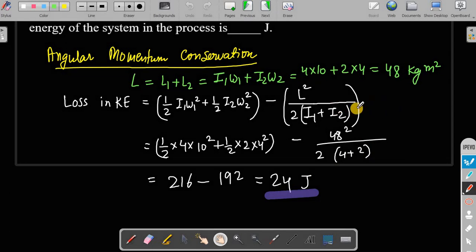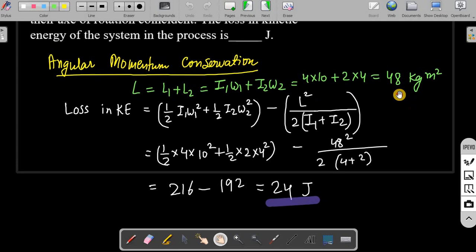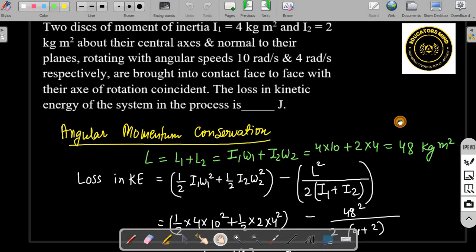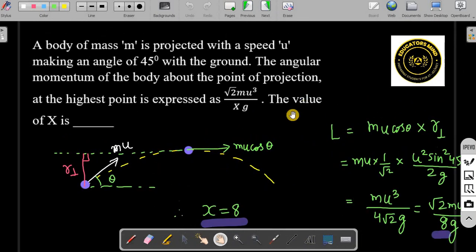Anyway, you know that. Then you can also write final kinetic energy as half I omega square, but instead of doing this you can also use this approach. Fine. So I hope you have understood this. Then let's go to the next.